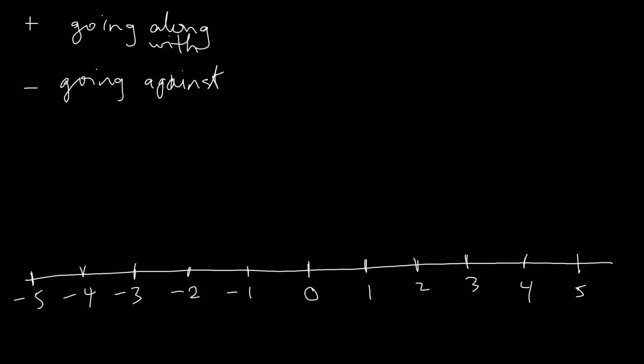Now, the reason we say that positive direction is this way and negative direction is this way, it's because we read from left to right. So if something is going from left to right, we are going in a positive direction, we are going along with. If we are going from right to left, we are going against the normal direction. Now, let's consider the example.